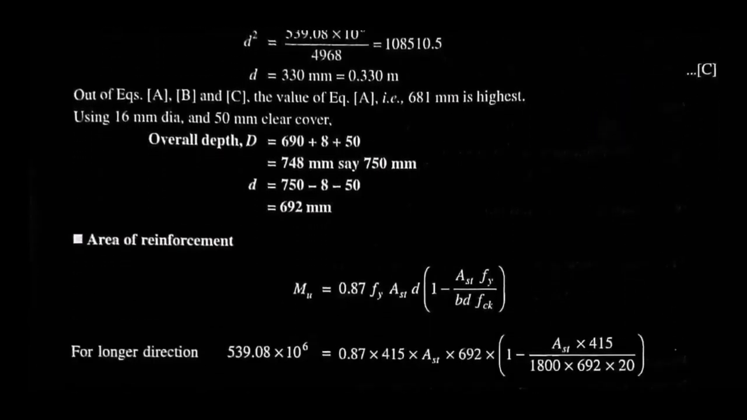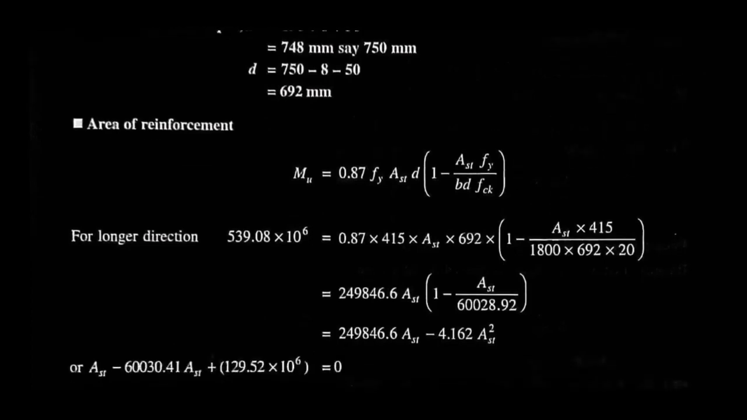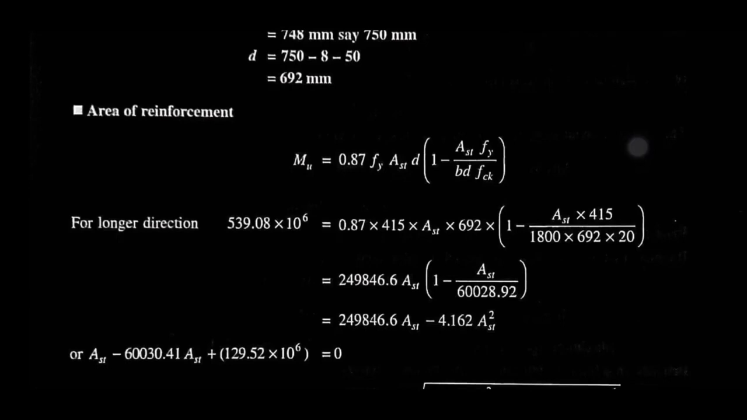Now area of reinforcement. We have to calculate. This formula is given in Annex G of IS 456 2000. Mu is equals to 0.87 Fy AST into d within bracket 1 minus AST Fy by b d FCK. For longer direction, 539.08 into 10 to the 6 is equals to 0.87 into 415 into AST into 692 into within bracket 1 minus AST into 415 by 1800 into 692 into 20.